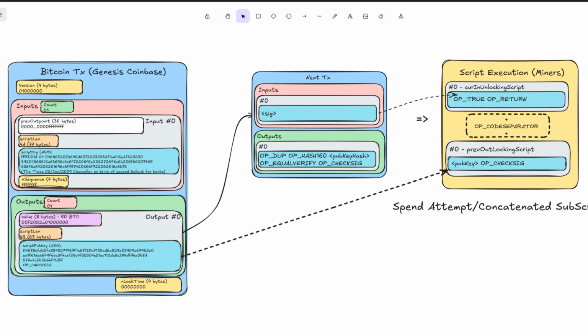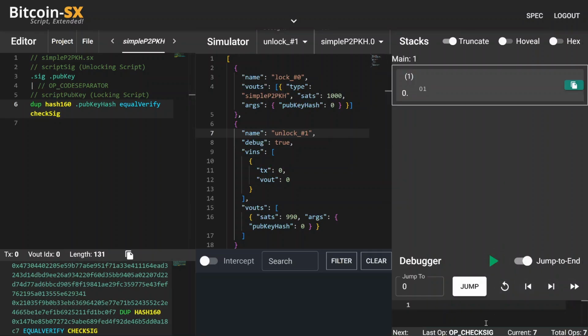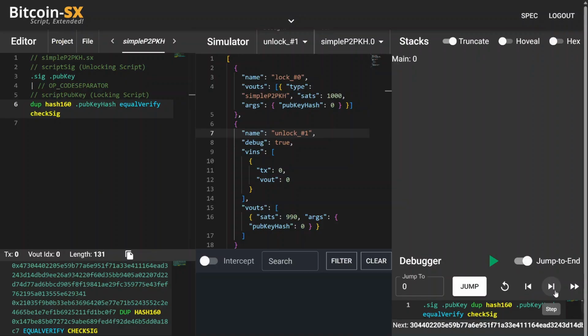I showed you the most basic output locking script in the Genesis transaction, pay to public key, but this is the next iteration with a few more opcodes, and it uses a hash function, two actually, combined into one opcode, and it finishes with an OP_CHECKSIG, pay to public key hash.